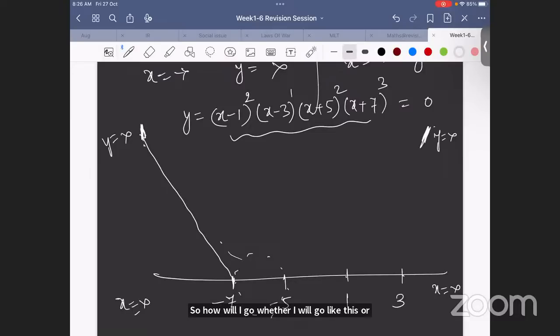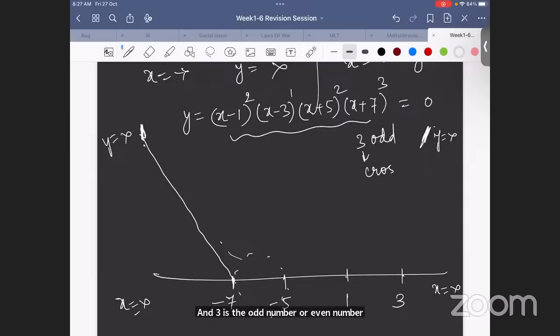Sir, first it will cut the x-axis at minus 7. At minus 7 now you have to check the multiplicities. So multiplicity will help you. What is the multiplicity at x equals minus 7? 3, sir. And 3 is an odd number or even number? Odd number. On an odd number, whether it will cross the x-axis or bounce off? Cross the axis, sir.